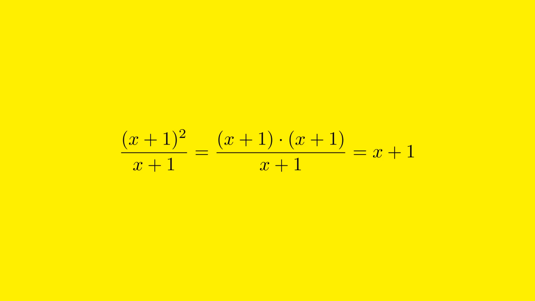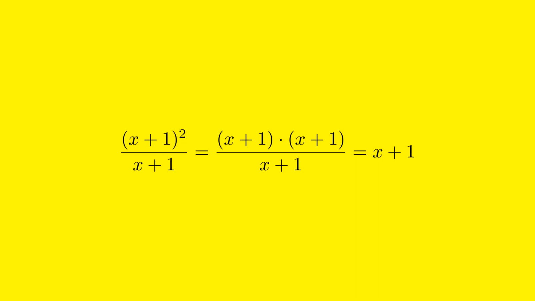Next, we observe that the expression x plus 1 all squared over x plus 1 implies the same factor in both the numerator and the denominator. The term x plus 1 in the numerator and x plus 1 in the denominator can be cancelled out because any non-zero number divided by itself equals 1. By cancelling these common factors, the expression is further simplified. Thus, x plus 1 all squared over x plus 1 simplifies to just x plus 1.